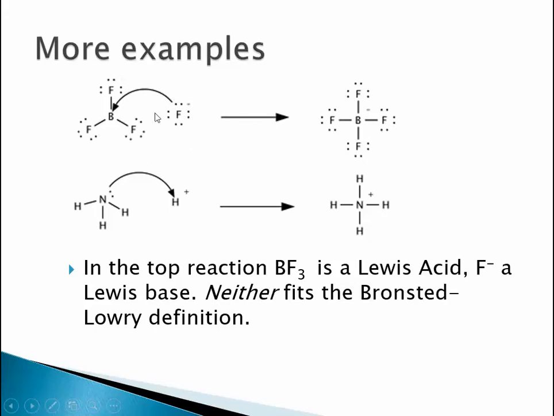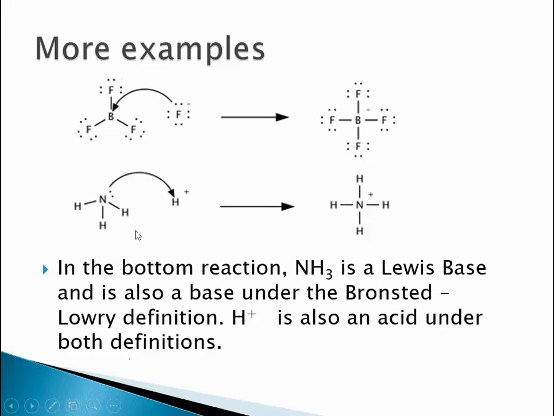So a little fluoride ion, F minus, comes along. It can donate these 2 electrons and form a new bond. So the boron in the BF3 has accepted a pair of electrons. That makes it a Lewis acid, and the fluoride ion is a Lewis base. So these are examples of things that are Lewis acids and bases, but they don't fit under the Bronsted-Lowry definition. That's what this top reaction is about. In the bottom reaction, these are acids and bases under both definitions.